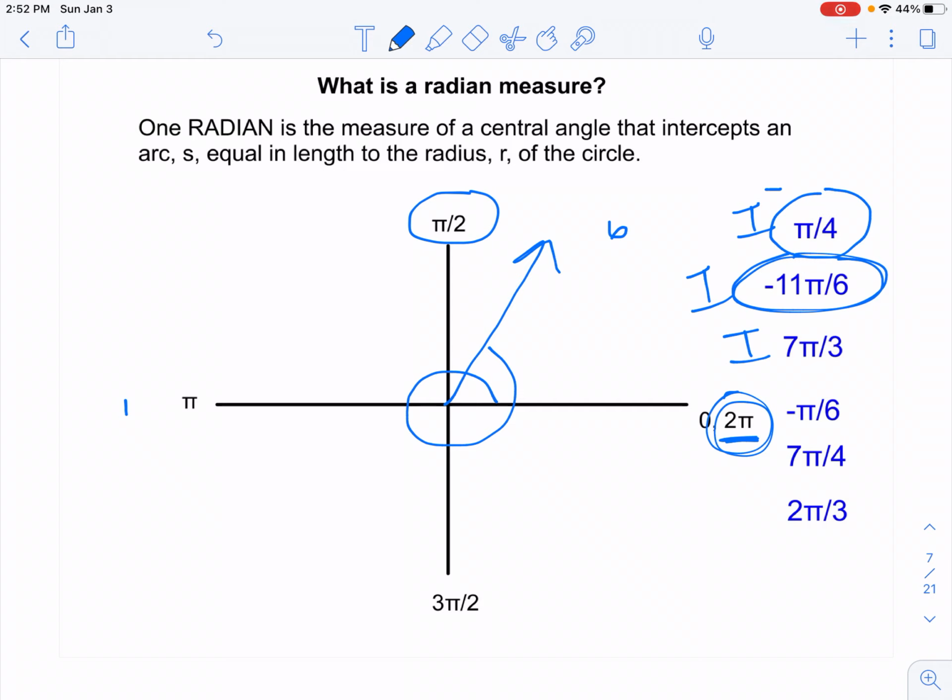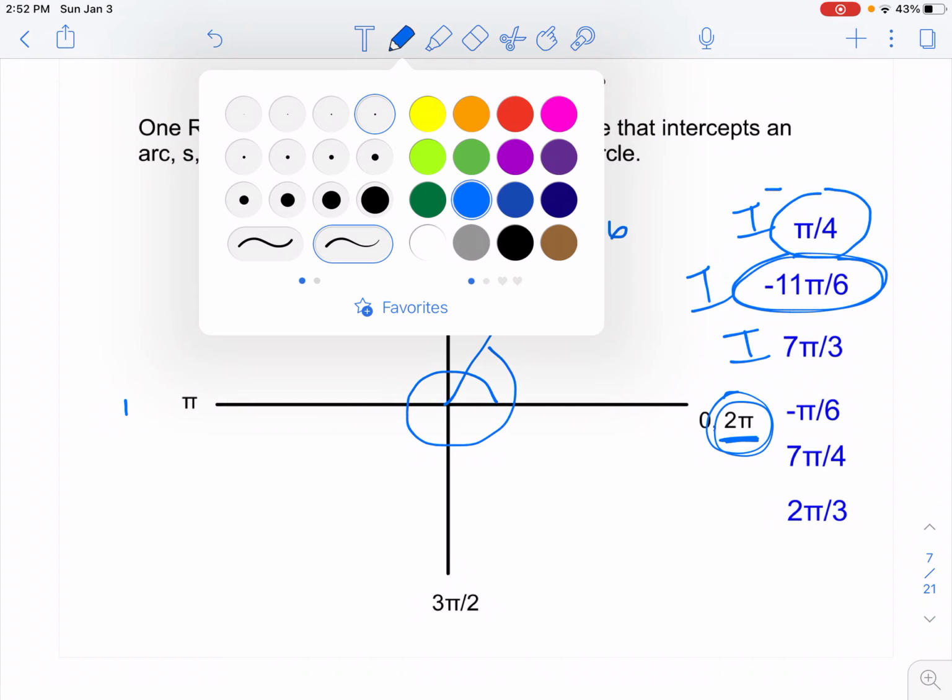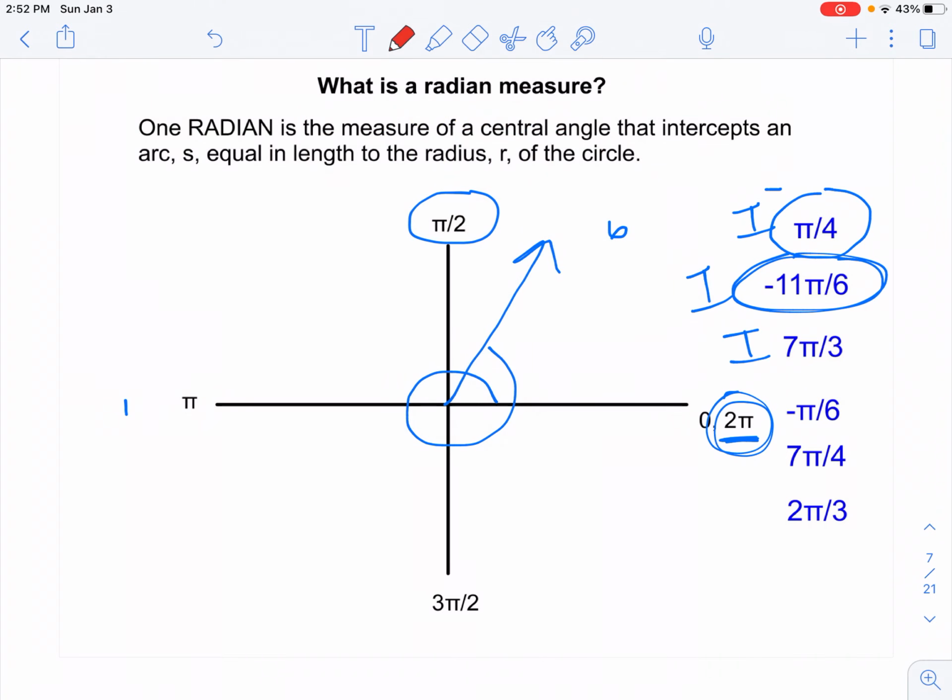The next one is negative pi over 6. Negative pi over 6 is less than pi over 2. We're rotating in the opposite direction because it's negative. And so we get our angle in the 4th quadrant. 7 pi over 4 is almost 8 pi over 4, so it's almost 2 pi. So 7 pi over 4 is going to be in the 4th quadrant, not quite past the 4th quadrant. So we have our initial side. It's positive, so we rotate counterclockwise, and we get it in the 4th quadrant.